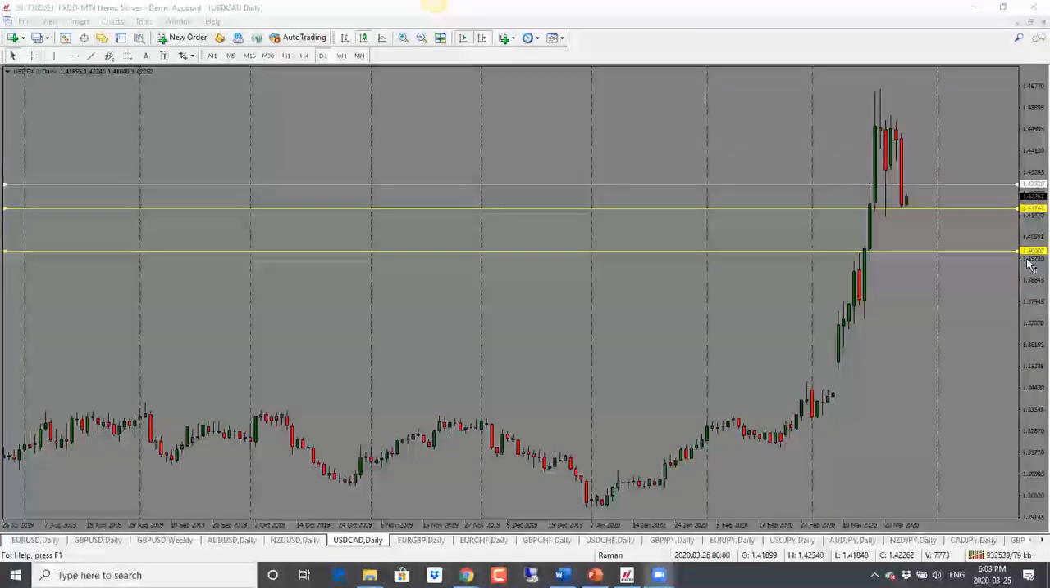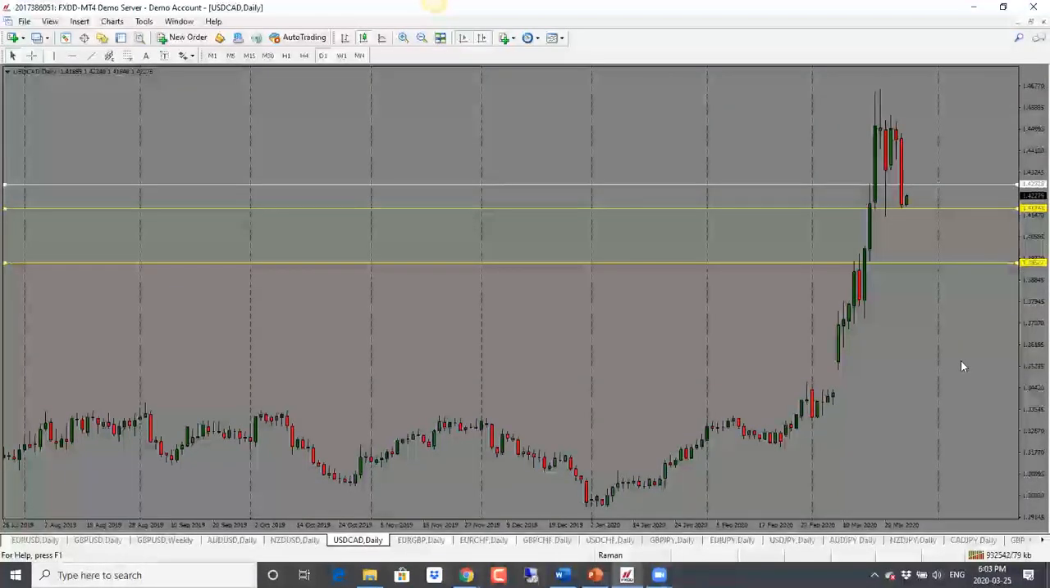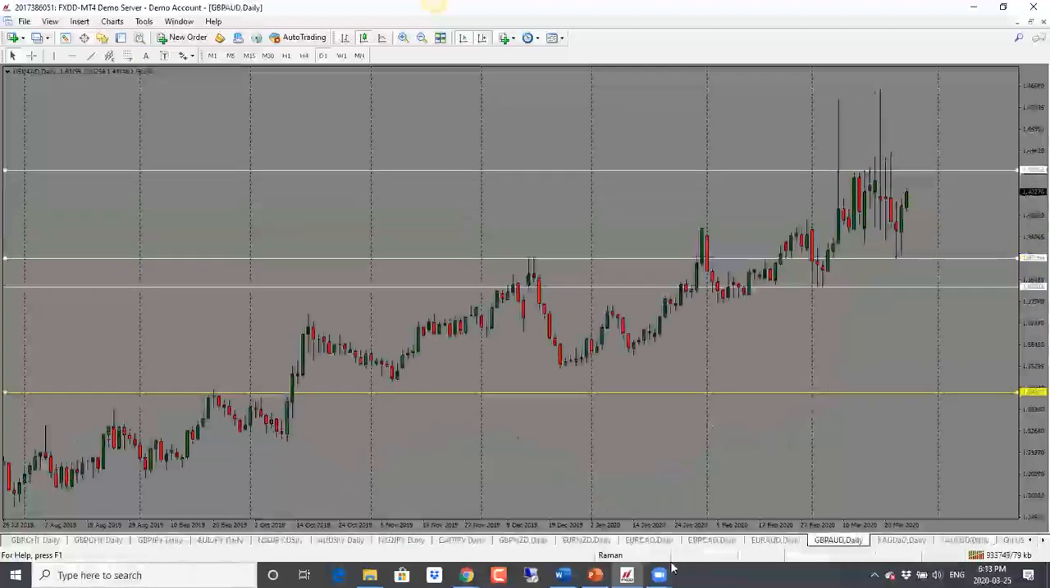Should it go through though, then we're looking at 1.40 and 1.3950. So those will be the two targets to the downside. So bearish bias for dollar CAD.